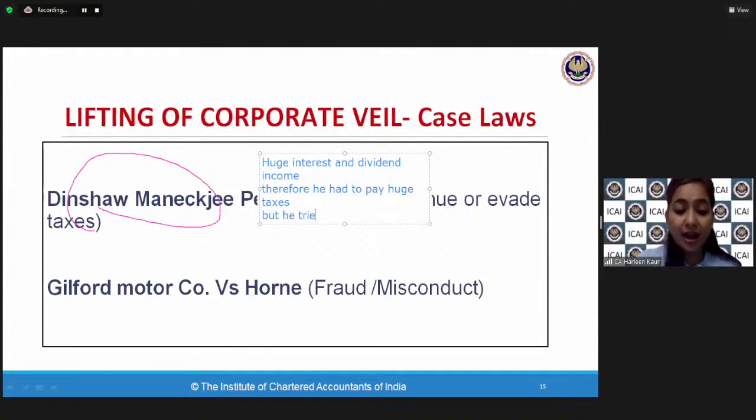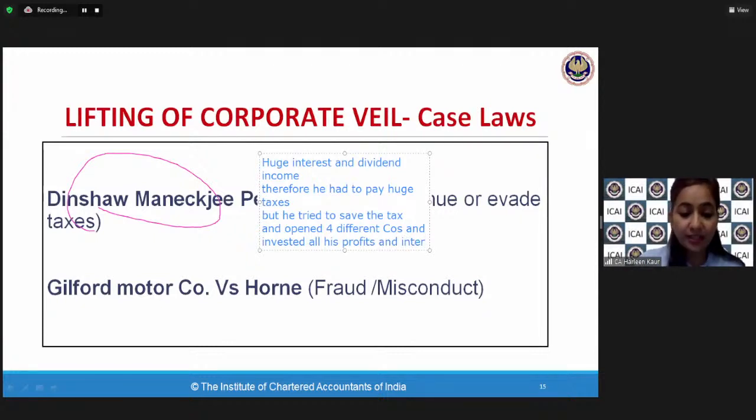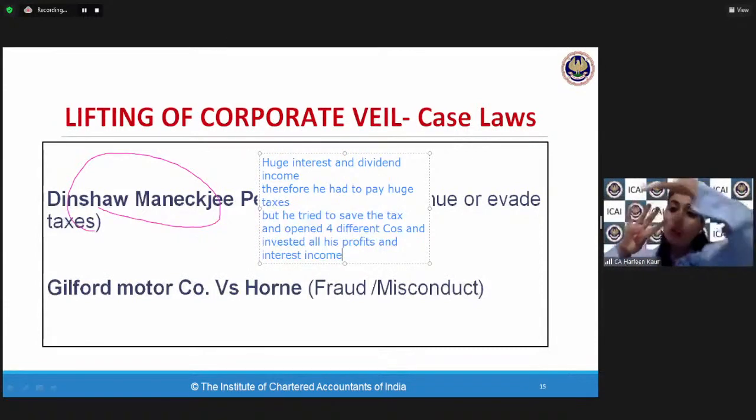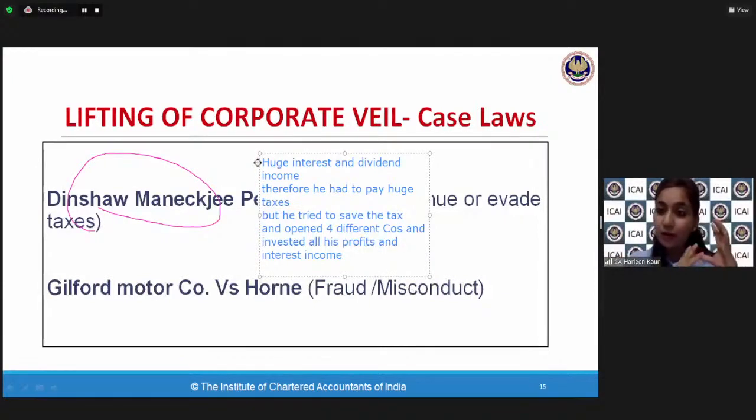But he tried to save the tax. उसने क्या करा कि मैं tax नहीं pay करूँगा and opened 4 different private companies and invested all his profits and interest income. What did he do? He got huge interest and dividend income, so he had to pay huge taxes on it. So he tried to open 4 different companies and divided all his interest and profits and dividend income into that. So when I opened the company, all my bank accounts were filled with a huge income. So I took out those incomes and invested in different companies.